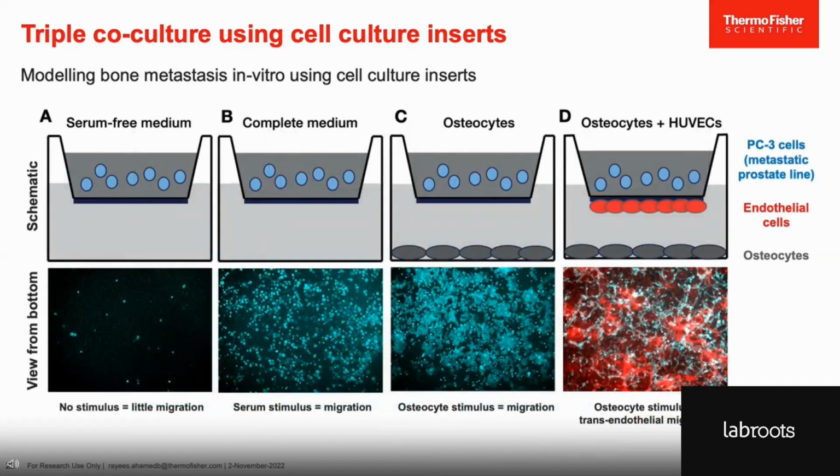So these are the results of the triple co-culture experiment we have done. We can see the transendothelial migration in the presence of tumor cells, endothelial cells and osteocytes, whereas in the absence of endothelial cells, no transendothelial migration is seen. The difference here is captured by staining the cells with two different fluorescence dyes. The red depicts the endothelial cells and the blue depicts the osteocytes.